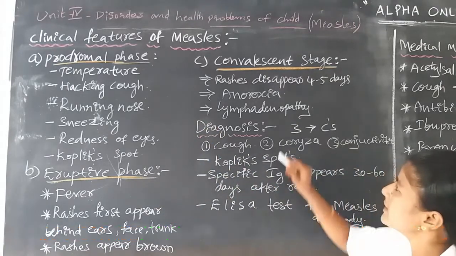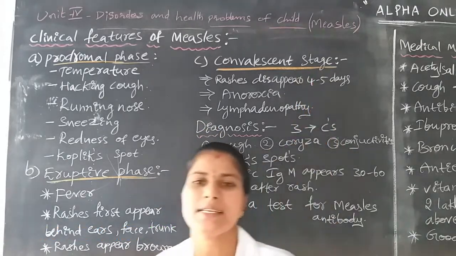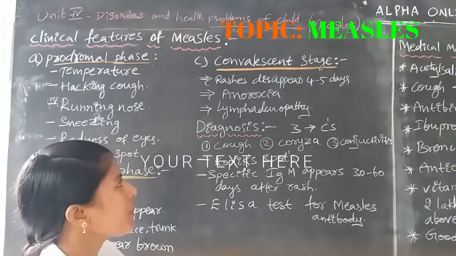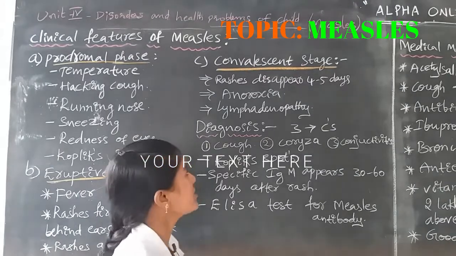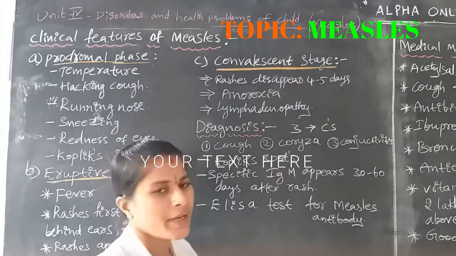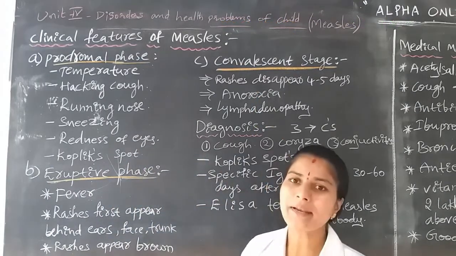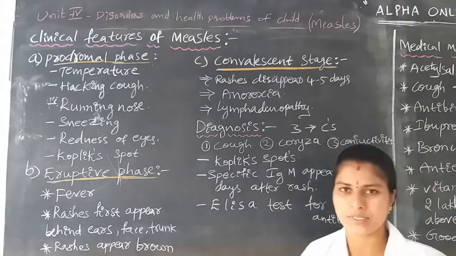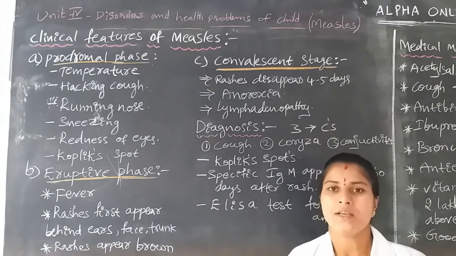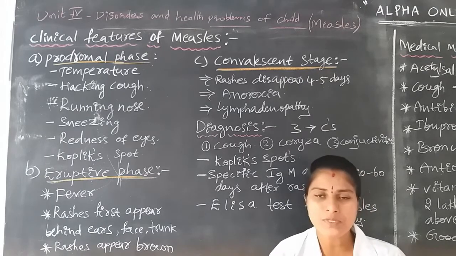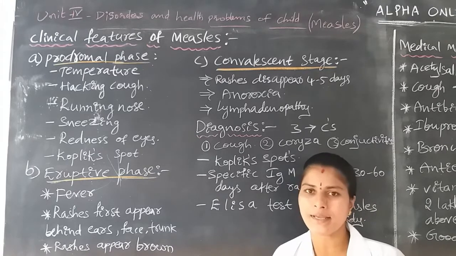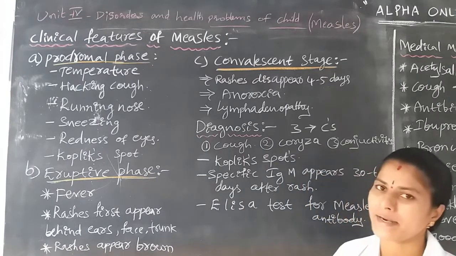Next, the third stage, the convalescent stage. Here the rashes disappear, 4 to 5 days after exposure. Once the rashes are observed on the body, they remain for up to 4 to 5 days. After completion of that duration the rash disappears.